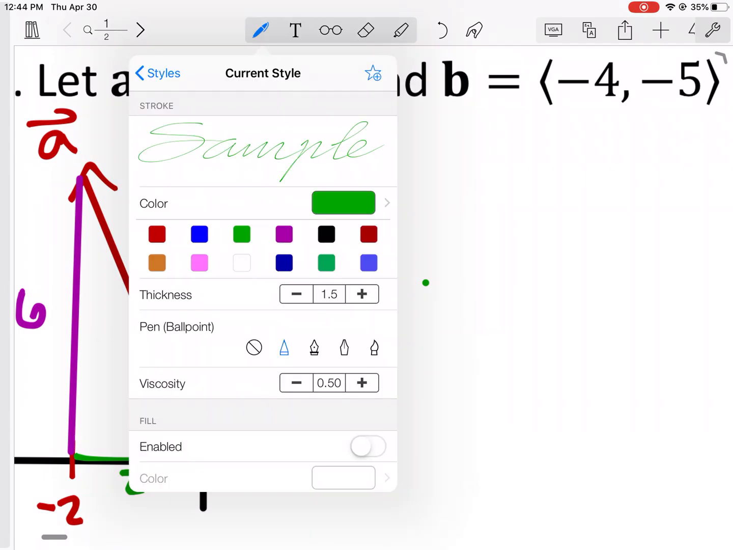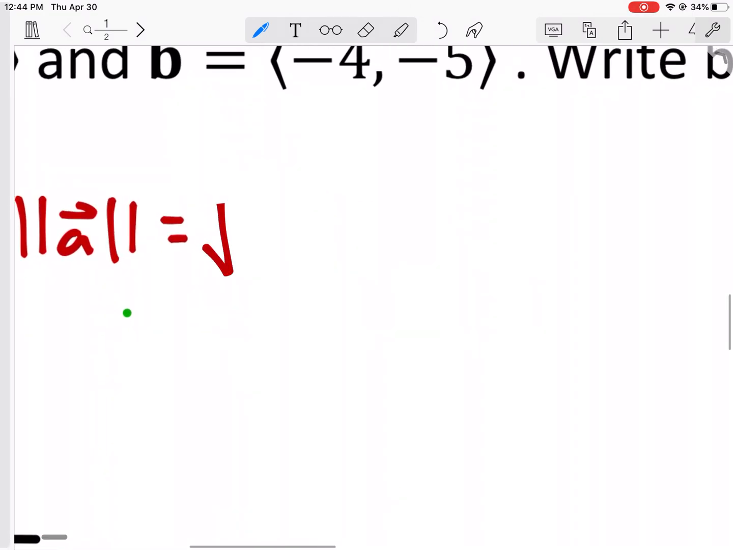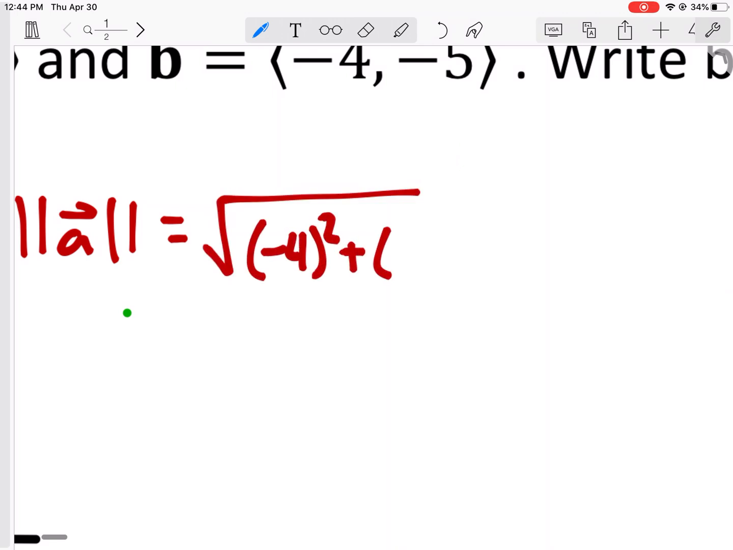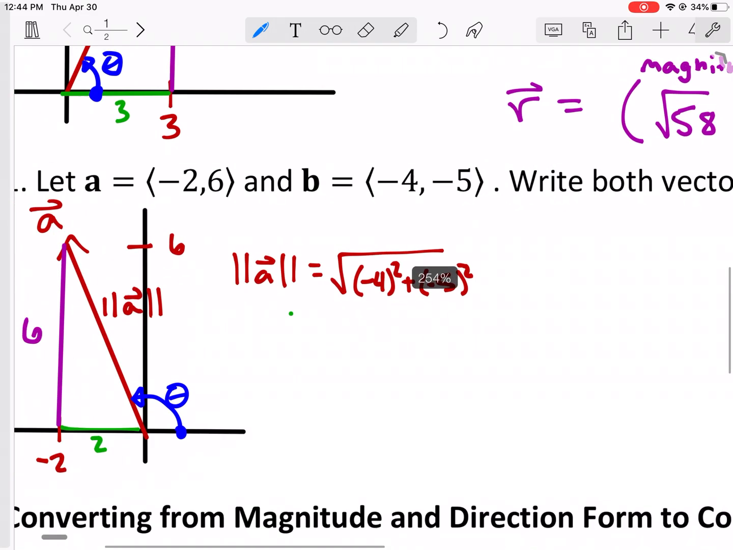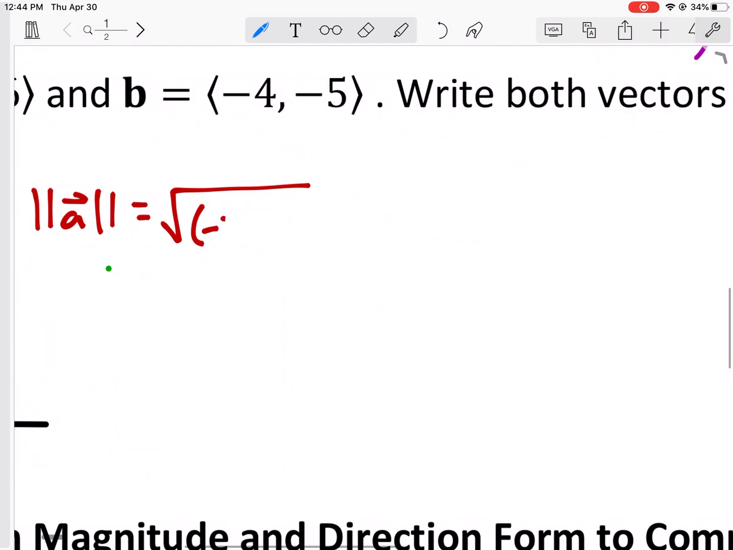Firstly, we can figure out our magnitude. Magnitude of this vector, again, is the square root of the sum of the squares of the components. So -4 squared plus -5 squared. Sorry, I'm looking at B. My bad. -2 squared plus 6 squared.